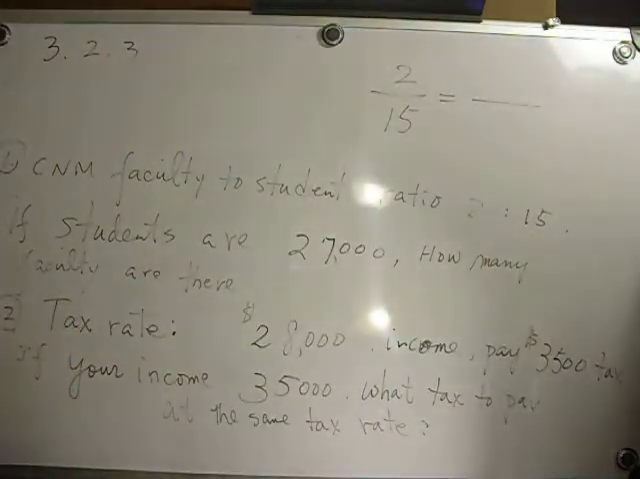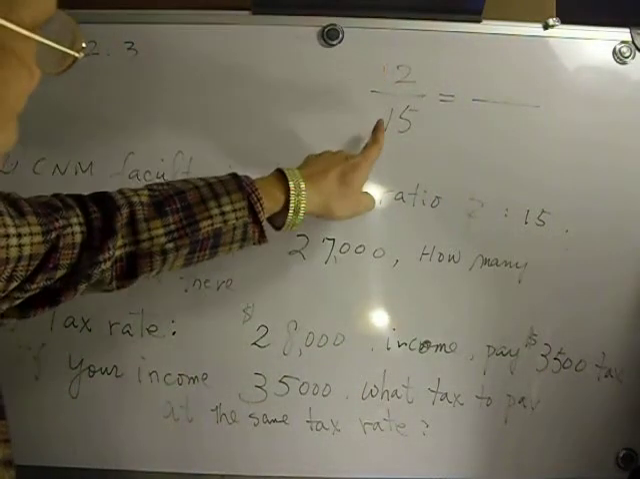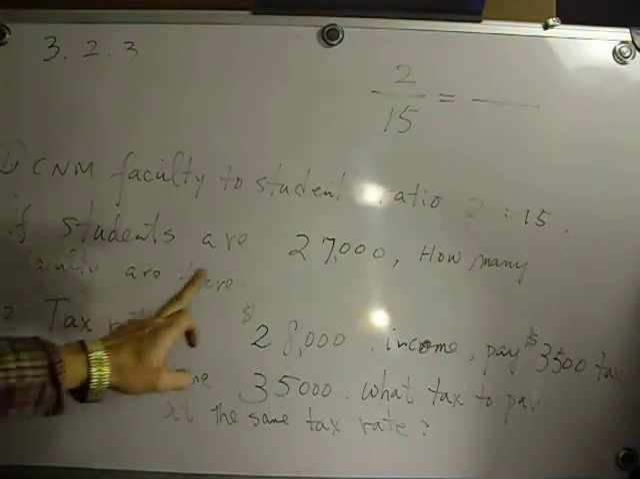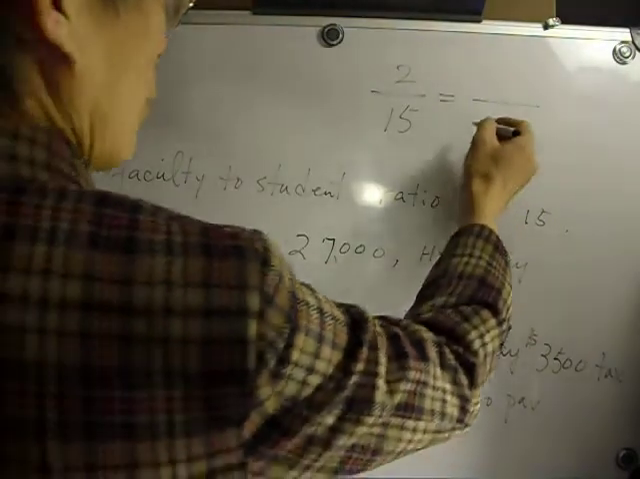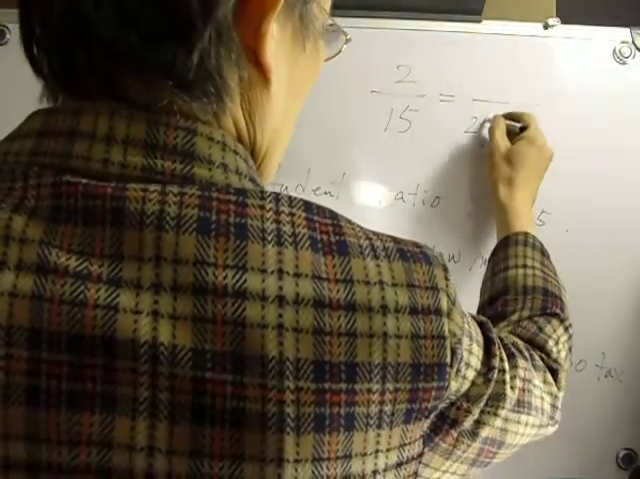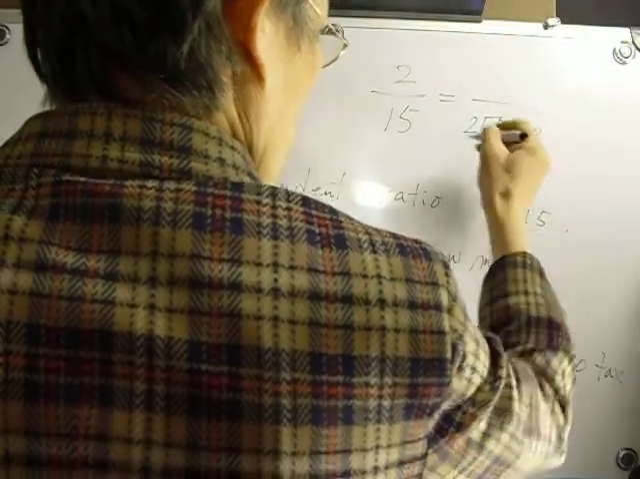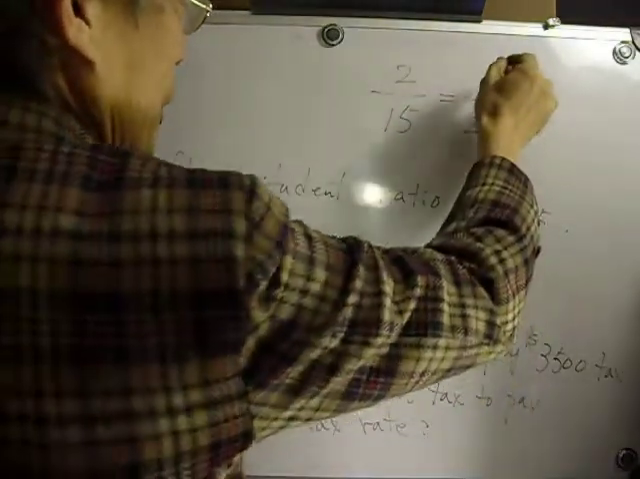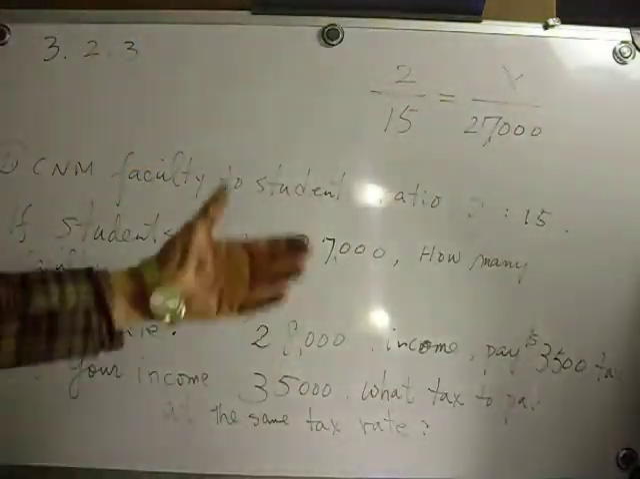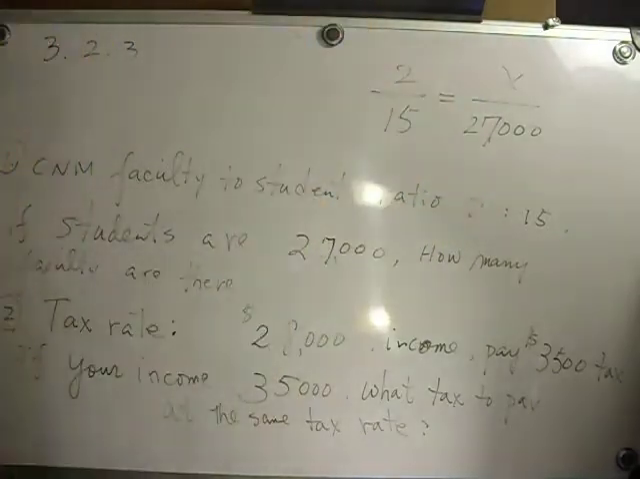Now this is faculty, this is student. So now we have 27,000, roughly correct here. So student is at the bottom, so you have to put it at exactly the same place. And then they're looking for this empty. Once you write out the proportion, then you can solve it.